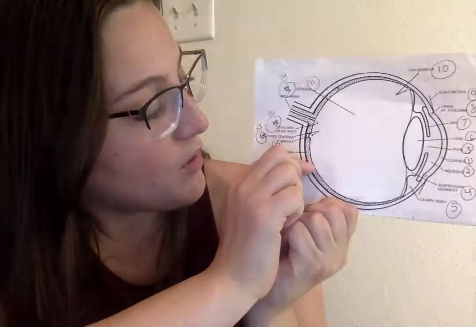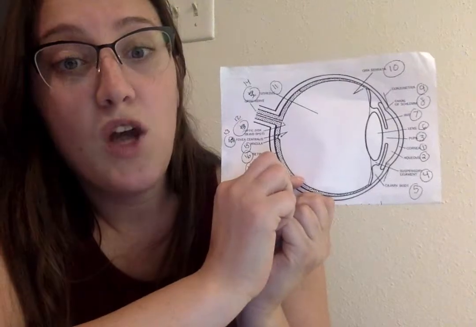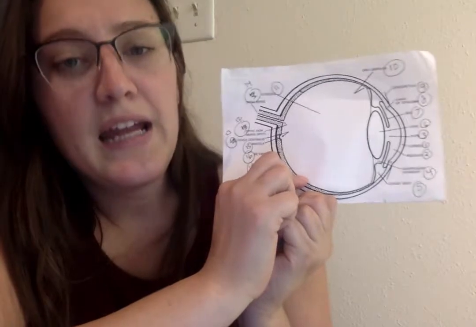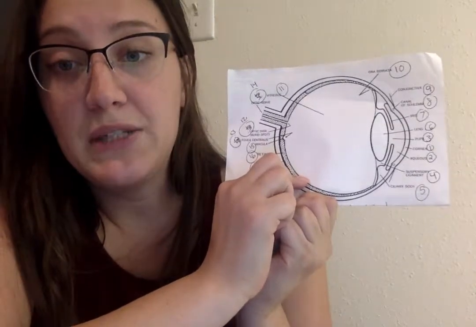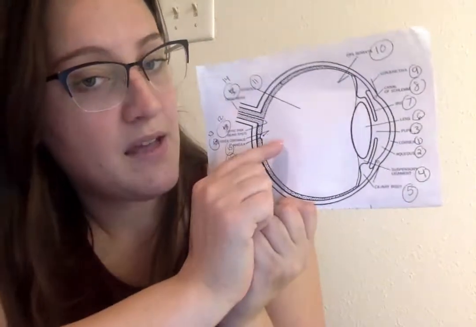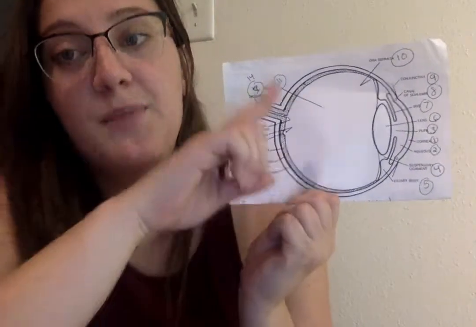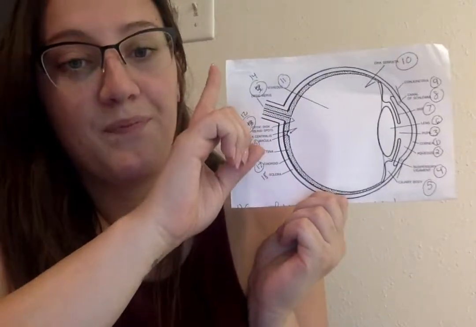Next, we're going to go to our retina, which we've been talking a lot about. This is the part of the eye where the rods and cones are located. It has the innermost layer of blood vessels and nerves that serve as the film for the eye. And this is what receives the visual images and then transmits them through the optic nerve to the brain.